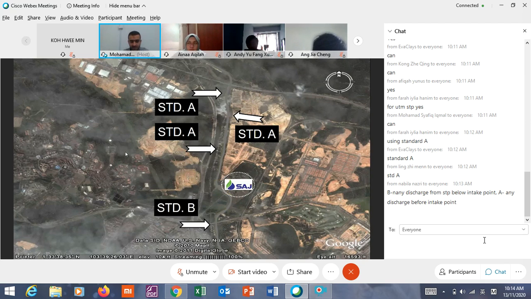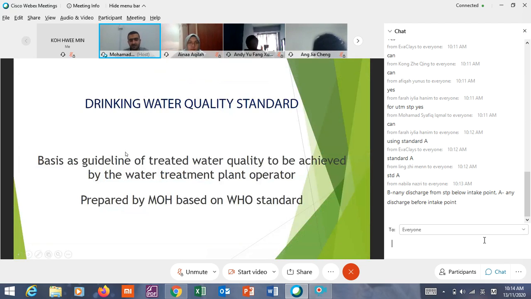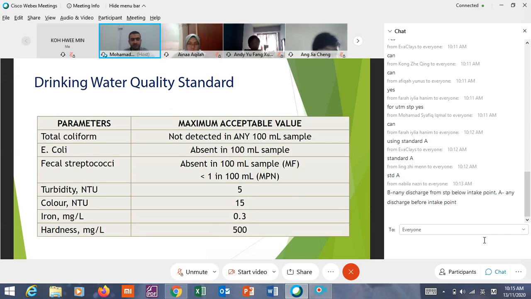So if you understand this example, you can differentiate between standard A and standard B, and when we should use each of them. The same goes for the drinking water quality standards. This is also a guideline for drinking water quality to be achieved by the water treatment plant operator. These quality standards are prepared by the Ministry of Health based on the World Health Organization standard. WHO is the World Health Organization. These are the drinking water quality standards. They are somehow different from the wastewater quality standard.